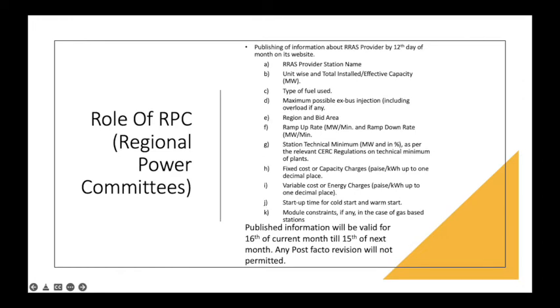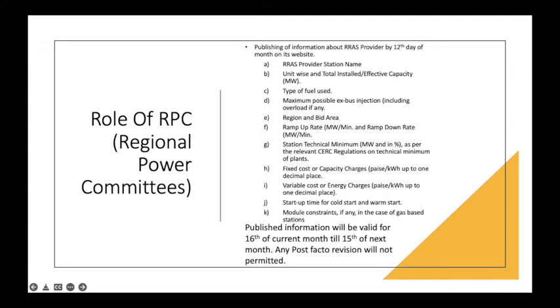Now, RPC stands for Regional Power Committees. The Regional Power Committees will publish the data on their website by the 12th of the current month. The data is provided in the format AS3, and the data providers are the ISGS stations who are participating in this RRAS process. Now, the form AS3 is almost similar to the form AS1. The only difference is that form AS1 is used by RRAS providers to provide the data to the RPC, and in the form AS3 the RPCs publish the data of the RRAS providers on their website.